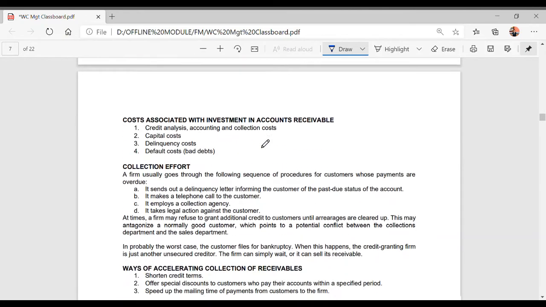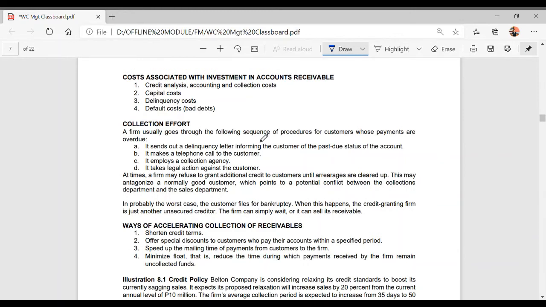Okay, so what are the costs associated with investment in accounts receivable? So, we have the credit analysis, accounting, and collection costs. Then we have the capital costs, of course, your investment in accounts receivable, and the delinquency and default cost. And as mentioned earlier, we also need to have our collection policies. So how do we collect from our customers, especially if these are overdue?